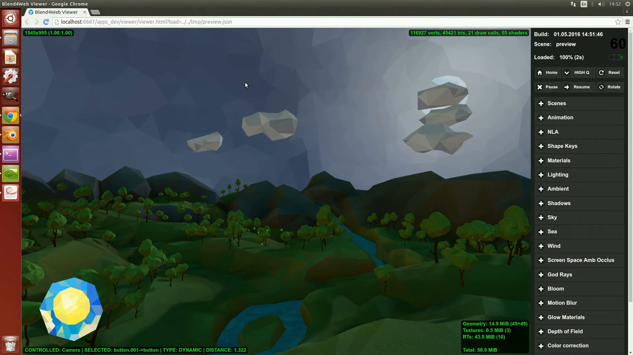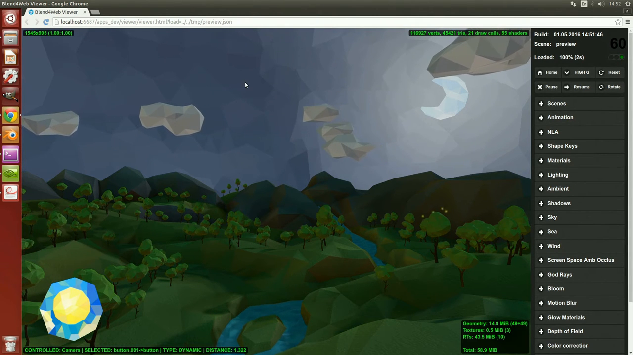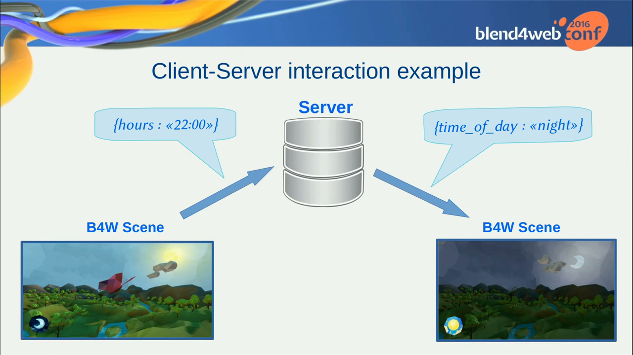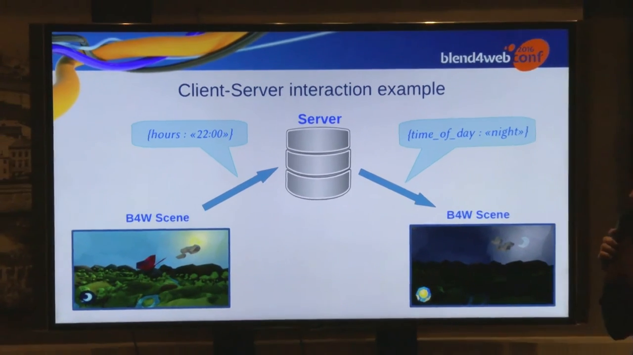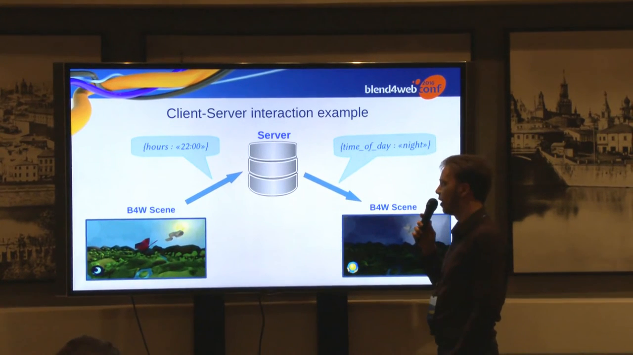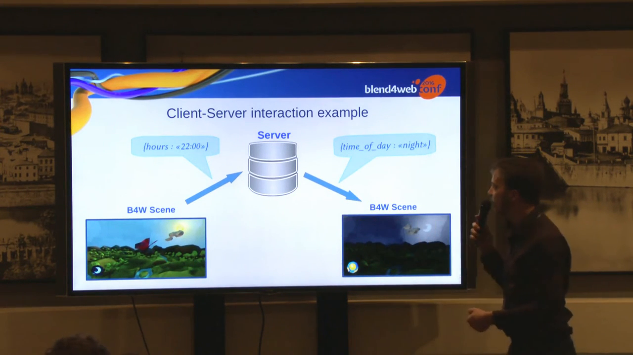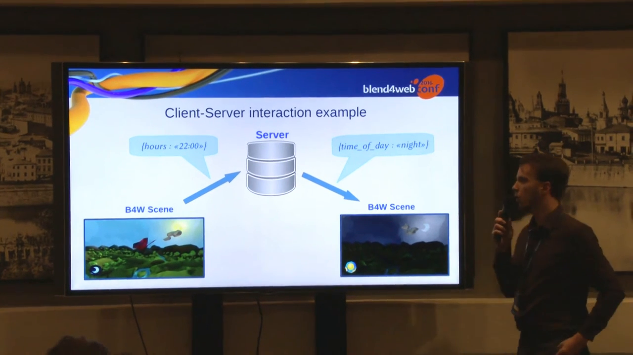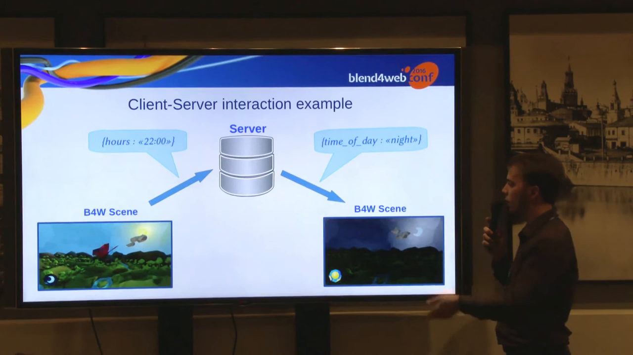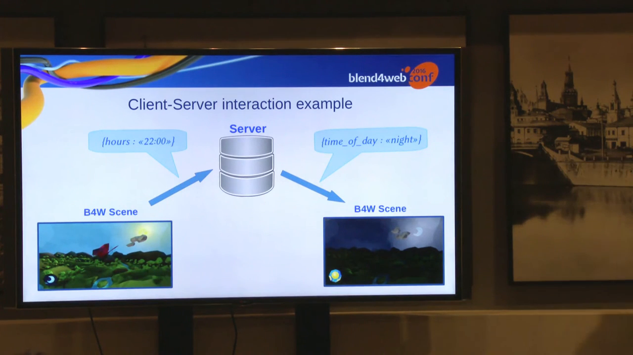So we finally have made a complete client-side Blend4Web application. But we may go further. We can add some client-server interaction to our application. Let's imagine the next scenario. For example, we want to send a message with a string that represents the current time in hours to the server during the execution of our application. The server will analyze our message and send the answer, which will tell if it is night or day, corresponding to our request. So if, for example, it is night, then the time of day on our scene will change automatically. A rather simple concept, I suppose.